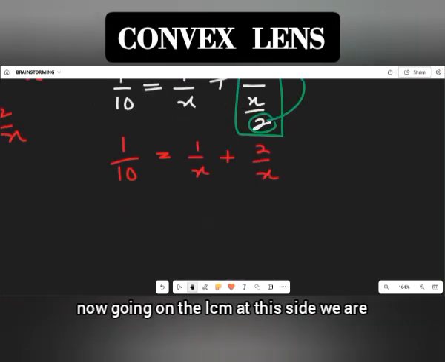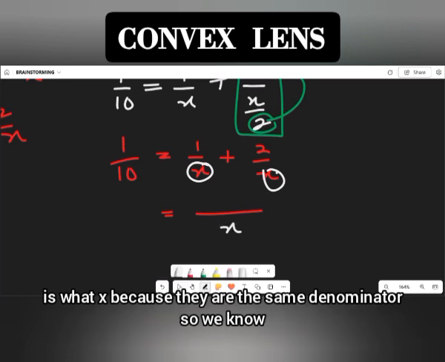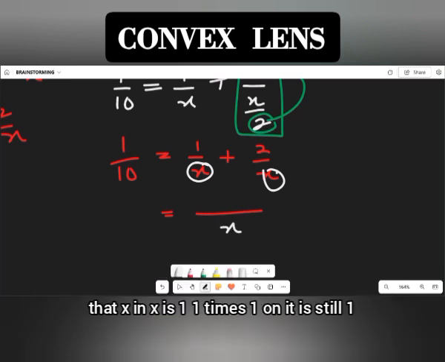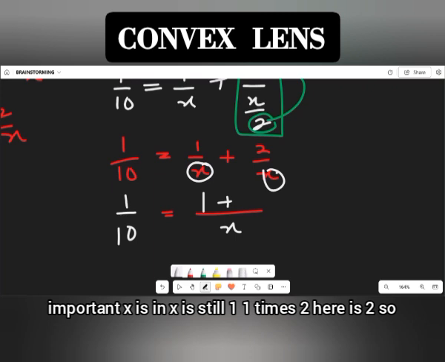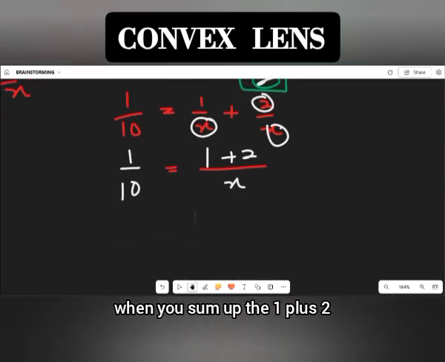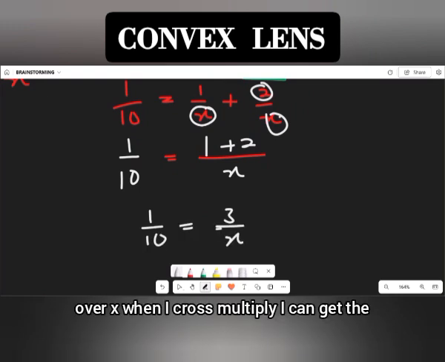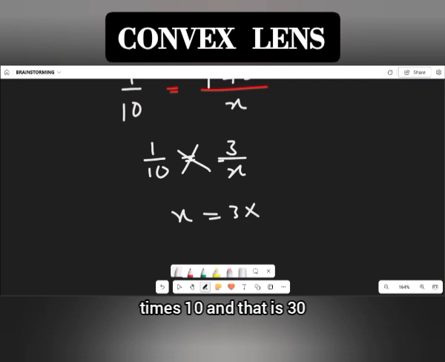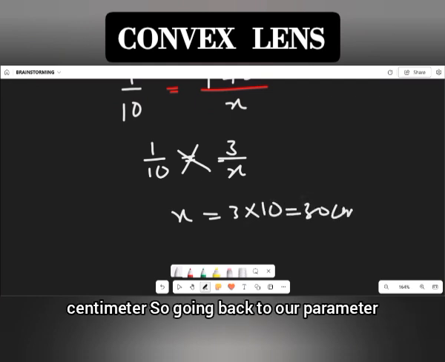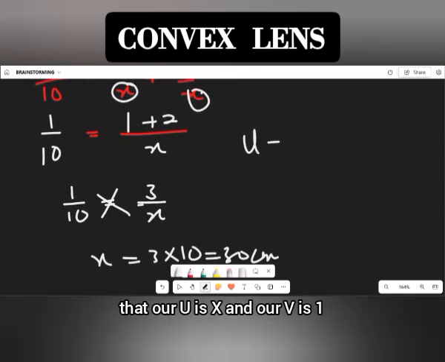Now going on, the LCM at this side, we are considering the denominator. The LCM is X, because they are the same denominator. X into X is 1, 1 times 1 is still 1. Plus, don't forget, here's 1 over 10. X into X is still 1, 1 times 2 here is 2. So when you sum up the 1 plus 2, we have 1 over 10 equals 3 over X. When I cross multiply, I get the value of X to be 3 times 10, and that is 30 centimeters.